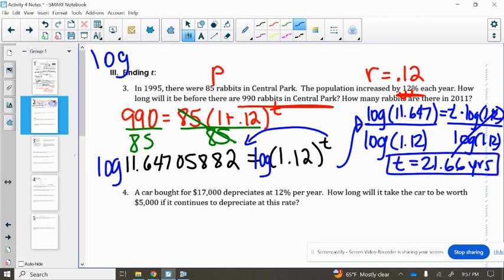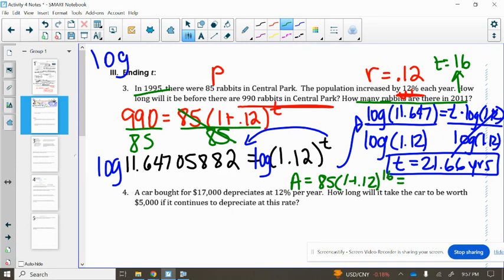Now, the other part of this was kind of similar to the last part, is how many rabbits are there in 2011? Well, 2011 is going to be 16 years after our initial year of 1995, right? We had 16 years. So plugging in then to figure out our amount of rabbits in that year, we're just going back to what we did before, taking our initial population, then the 1 plus the 0.12 to the 16th power, and we would notice we would get right around 521 rabbits.